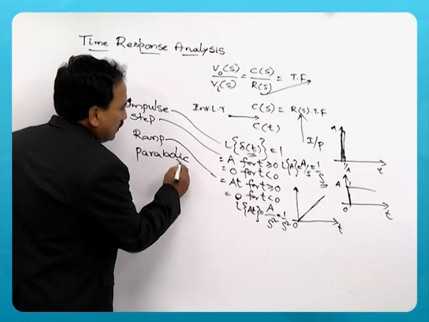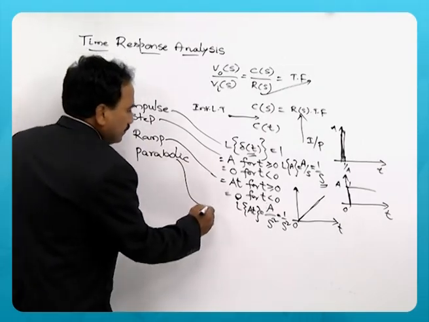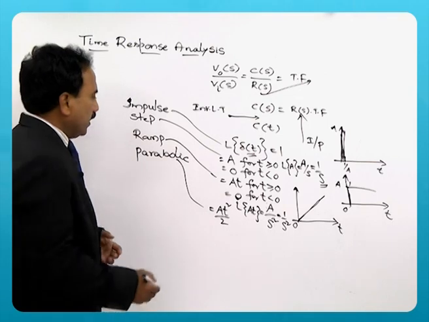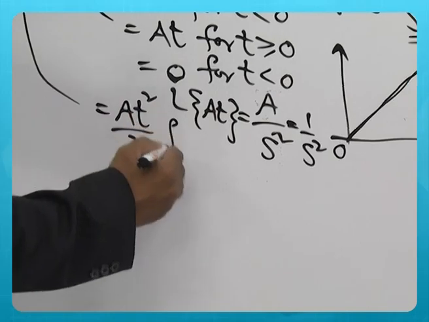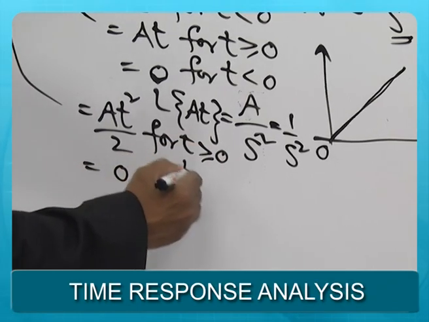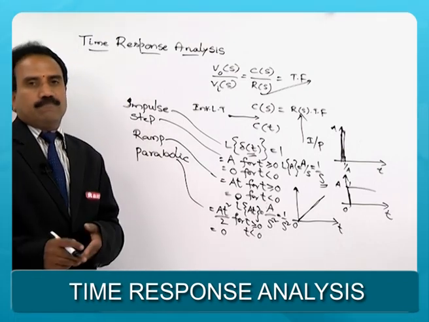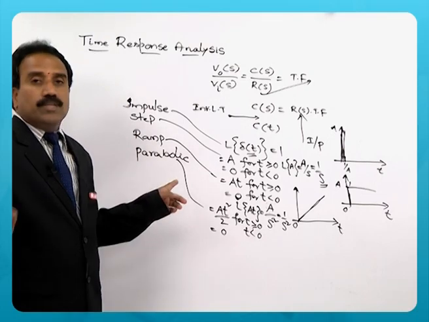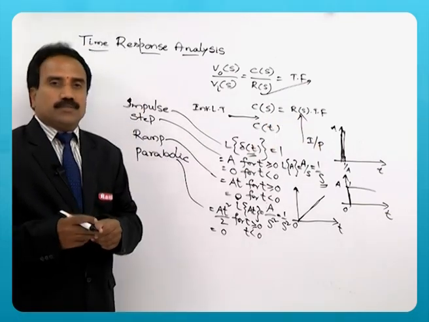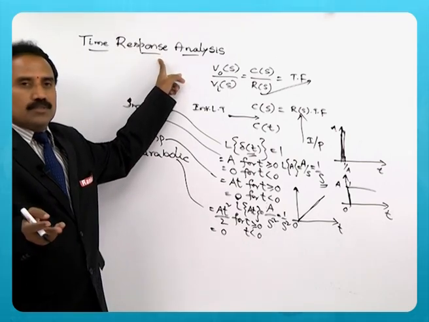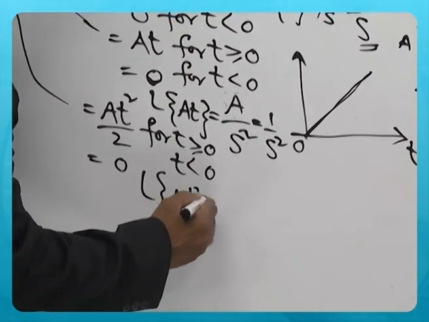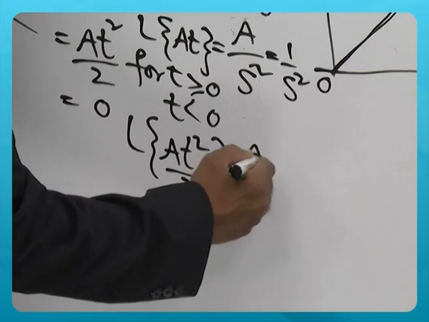If you take the last signal, the parabolic signal, it is given by A t square by 2, and this is the signal for t greater than or equal to 0 and it is 0 for t less than 0. These are the inputs we need to give here, multiplied with the transfer function to get the response, because our topic is time response. The Laplace transform of A t square by 2 is A by s cube.